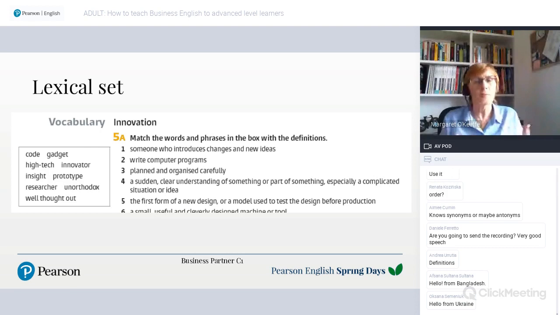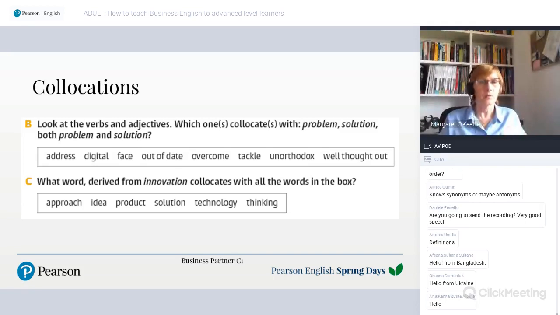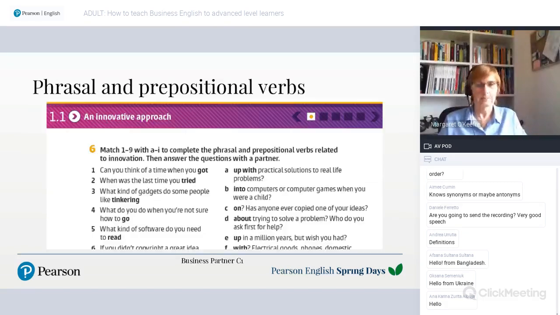So we've introduced some of the vocabulary from the video, and then we're going to expand on this a little bit, keeping it connected to the topic area of innovation. And here we're going to look at collocations, and we're looking at some of the verbs and adjectives that collocate with problem and solution. So again, we're expanding the vocabulary there using more C1 expressions. And then we're looking at a derivative from innovation that collocates with all of these nouns. So again, it's helping them with collocations, presenting them, giving them to practice them.